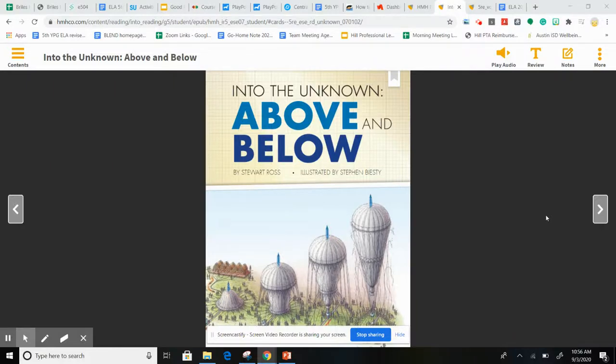So we are going to read Into the Unknown. I know it sounds a lot like we're watching the movie Frozen, but this is Into the Unknown, Above and Below. And if you think about it, Frozen was talking about going off into the unknown where nobody really understood the magical river. And she didn't know what she was going to find. I mean, there could be trolls, there could be like ice monsters that would try to kill her.